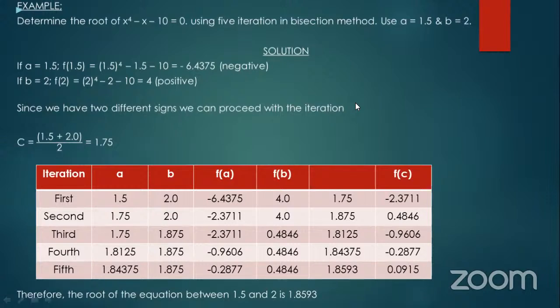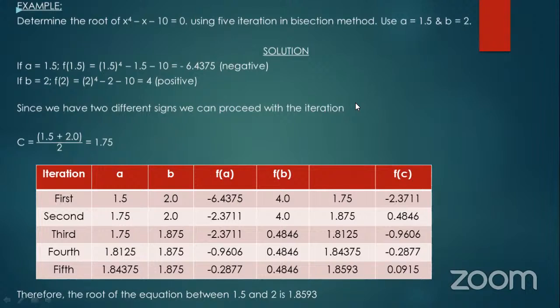Okay, thank you very much, Bankole. So now we are given an example: find the root of the equation x raised to the power 4 minus x minus 10 is equal to 0. Here we are given the number of iterations to use with the bisection method. We are given 2 points already: point A to be 1.5, while point B to be 2.